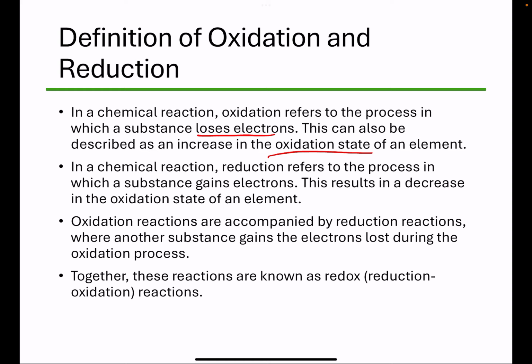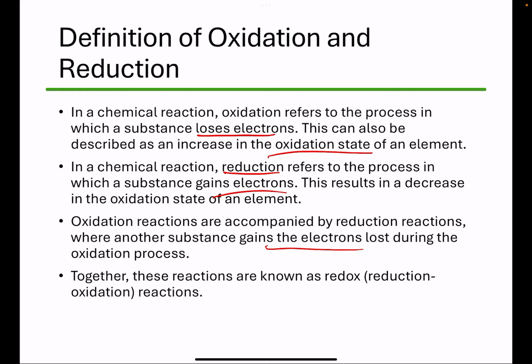Chemical reduction refers to the process in which a substance gains electrons. The way I generally think about it is that it's being reduced, and when it's being reduced, it's more negative. It's the same case with electrons. So a lot of the metal and non-metal ionic compounds are going to be our oxidation and reduction. When they combine together, they lose and gain electrons. Oxidation reactions are accompanied by reduction reactions where another substance gains the electrons lost during the oxidation process.